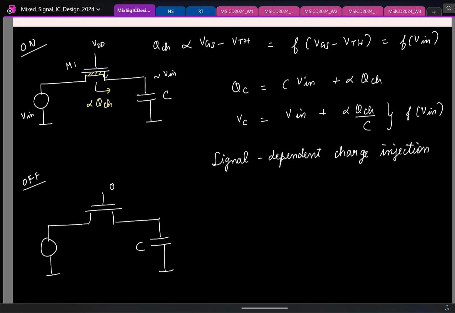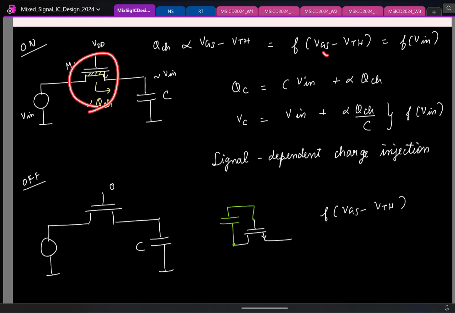Now of course if you use a gate bootstrap switch, so I put a capacitor here and do this, then what can you say about the gate to source voltage? It's VDD, it is some constant. Here I told you my channel charge was a function of VGS minus VTH, and in a normal MOS transistor the source voltage was the input, so you had issues, but with the gate bootstrap switch this term is constant.